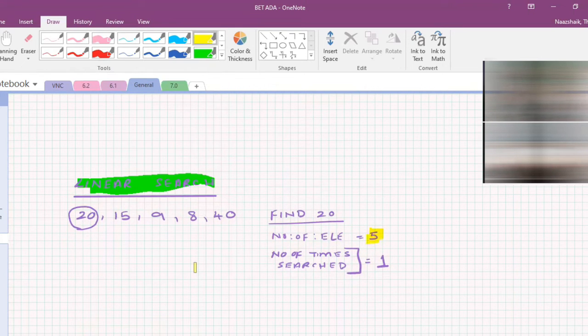Okay. So I have 5 elements, for example 1, 2, 3, 4, 5. I want to search for something. Say, for example, I want to search 20. So how are we going to do that?